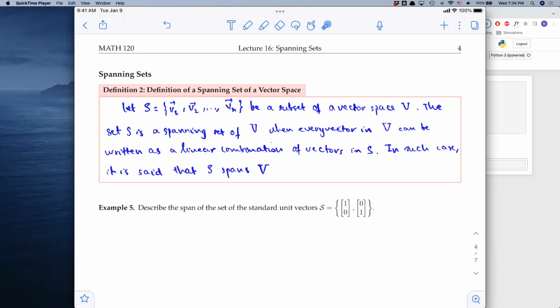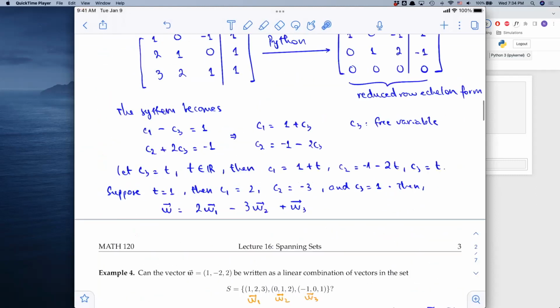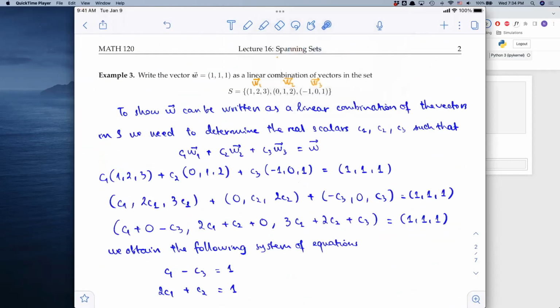Right? So in the first example, or rather this example 3, I have a vector w. This is a three-dimensional vector, right? So this is a vector in R3. This vector can be written as a linear combination of w1, w2, and w3. Because of that, this is called the spanning set, and it is also said that S spans the vector space R3.